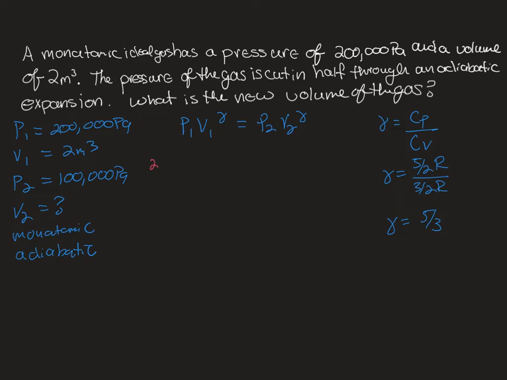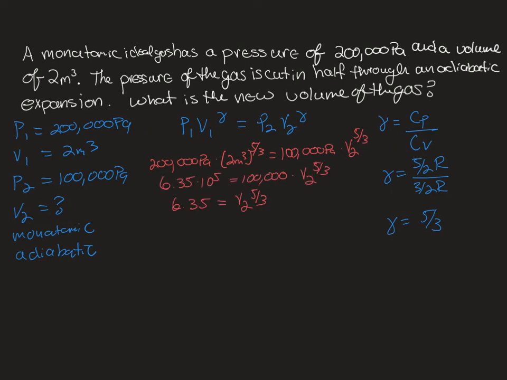So I'm going to take my 200,000 pascals times 2 meters cubed raised to the 5 divided by 3. And that's going to equal 100,000 pascals times my unknown raised to the 5/3. Alright, so let me get out my calculator.